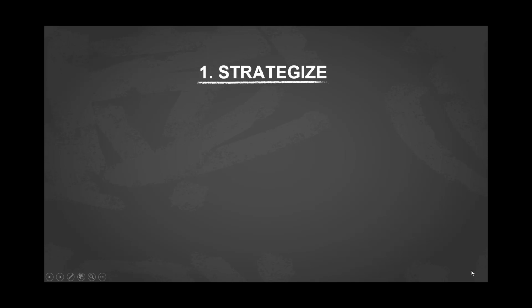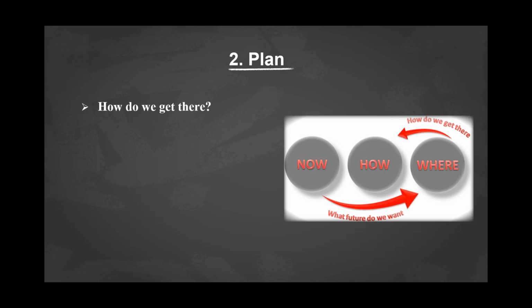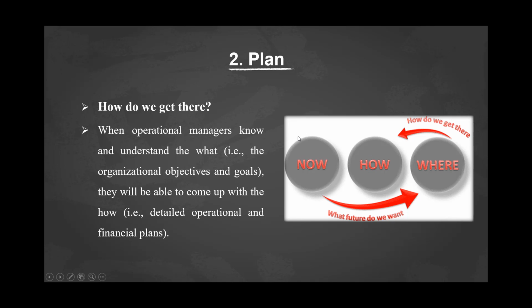We are done with the strategize phase. Now time for process number 2, that is plan. Planning is basically about how do we get there. When operational managers know and understand the what phase, what phase means goals and objectives of your organization, they will be able to come up with the how phase of your organization, means detailed operational and financial plans of your organization.